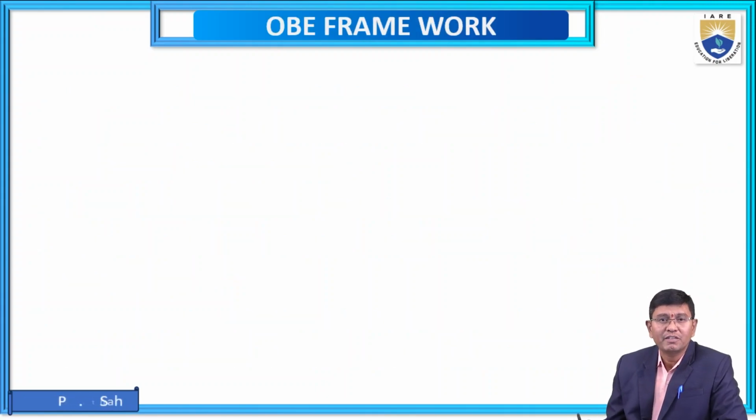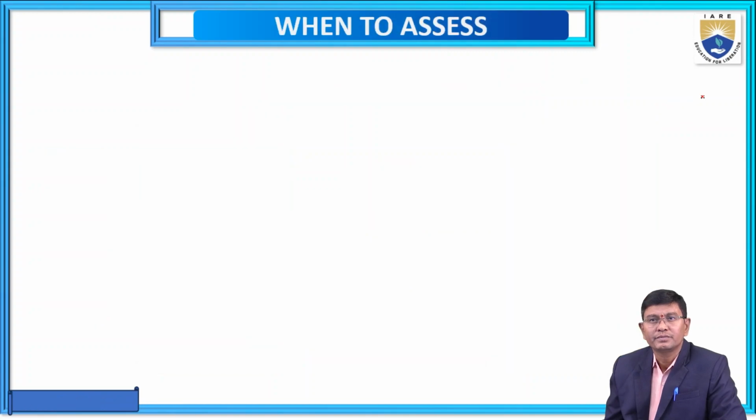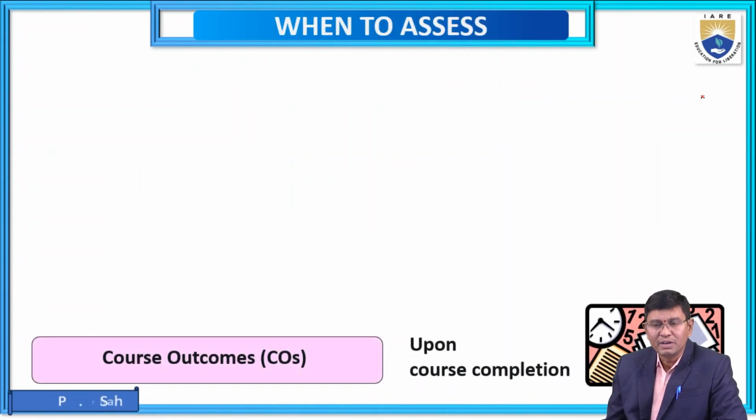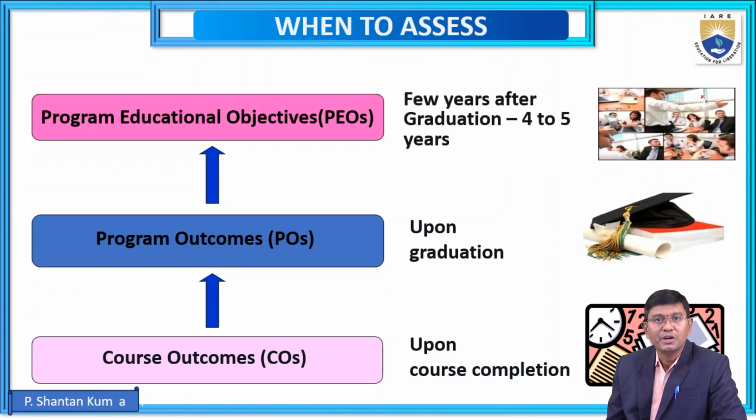And what is the framework of OBE? That depends upon the COs and POs. The OBE framework is clearly based on taking the input and the output, and it is given like a flow chart. When to assess? That depends upon the course outcomes and also the POs. Based upon this, the assessment is done according to the OBE framework.